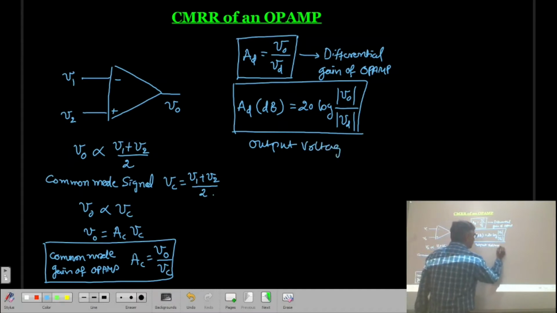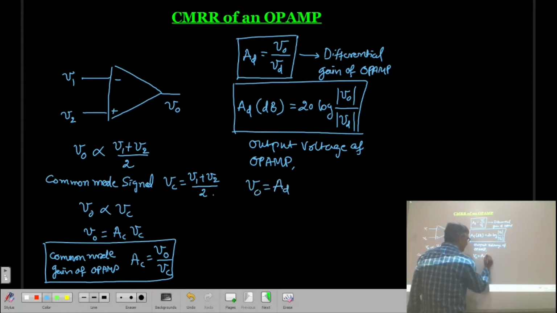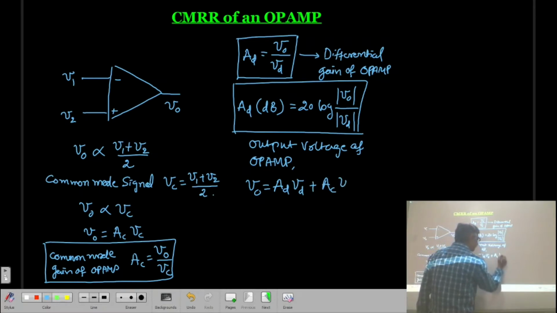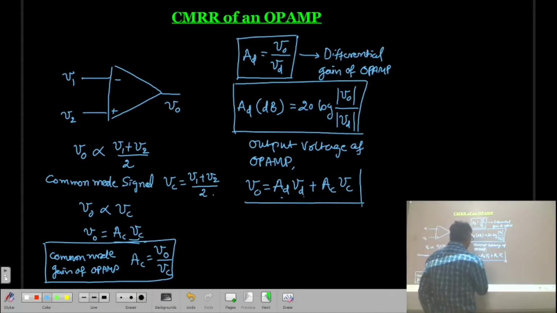Output voltage of op-amp is written as VO is equal to AD into VD plus AC into VC. Remember, this output voltage is AC into VC, and that output voltage from here is AD into VD. So this is the total output voltage of the operational amplifier.